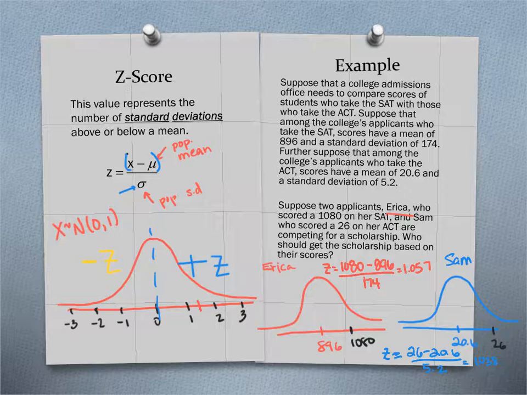So what that means is if we put these on the same curve, here's Erica's at 1.05 and Sam's at 1.03, we can see that with respect to the mean, Erica had a higher score. So based off of z-scores, Erica should get the scholarship.